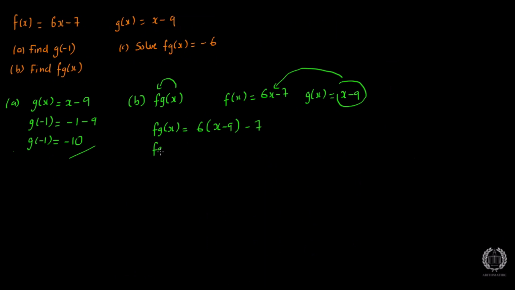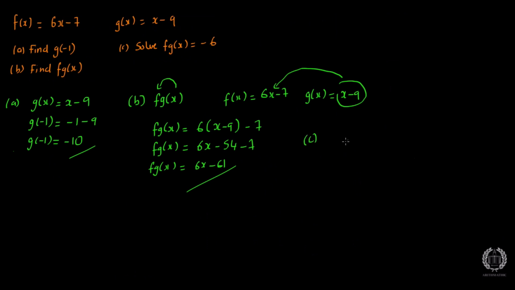So if we write fg of x and expand this, 6 times x is 6x, 6 times minus 9 is minus 54, and then minus 7. Now if we simplify this, that would be 6x minus 54 minus 7, which is minus 61. Okay, and that is B.